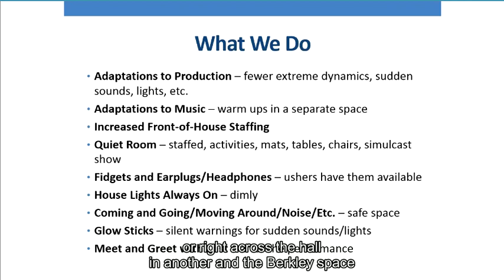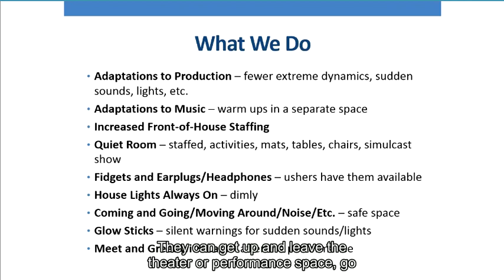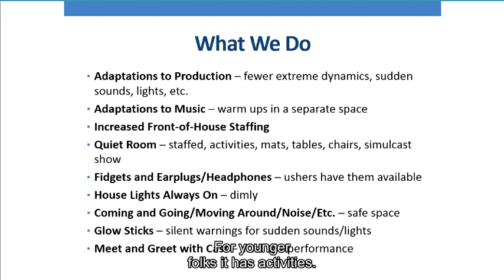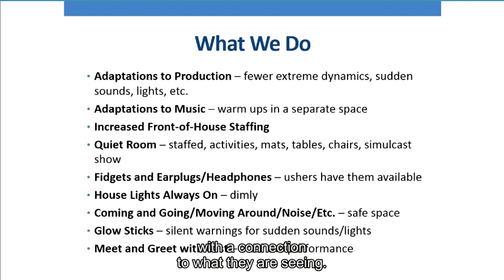So this is a room where people can go when it's overwhelming. They can get up and leave the theater or the performance space, go to the quiet room. The quiet room has staff who are experienced in working with people with disabilities. For younger folks, it has activities. We have coloring books and crayons and that sort of thing. And we usually try to have activities that have some thematic connection to what they're seeing. So for Oklahoma, we had a whole lot of cowboy-related and Western-related activities.